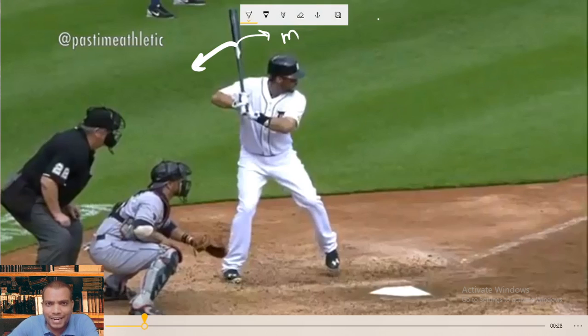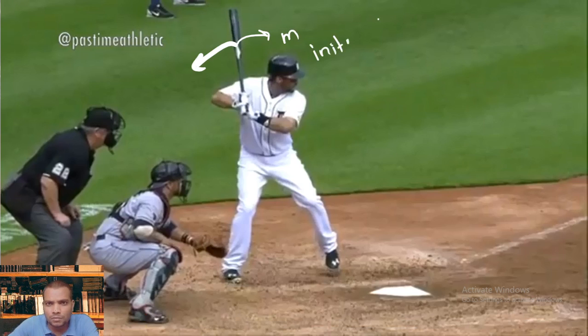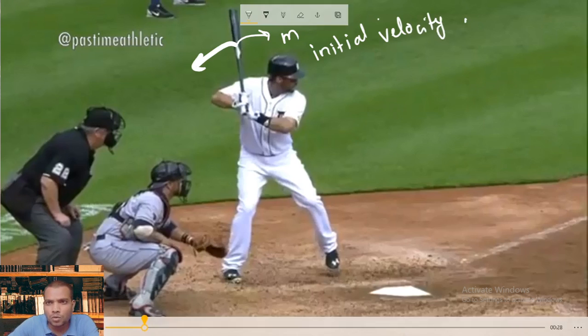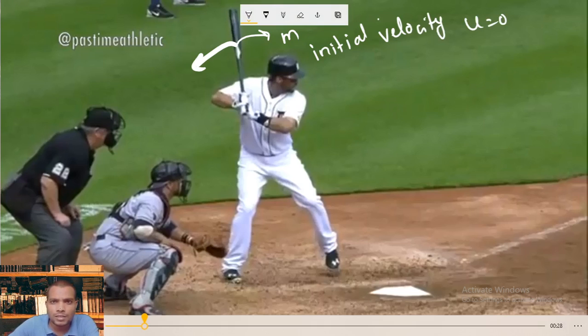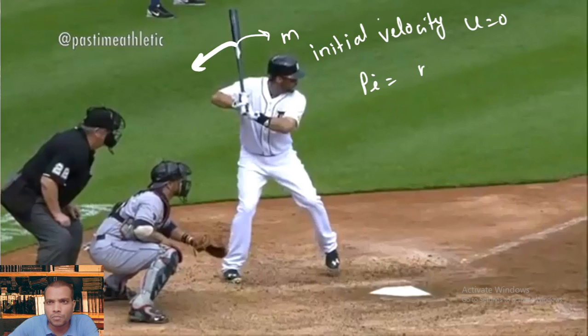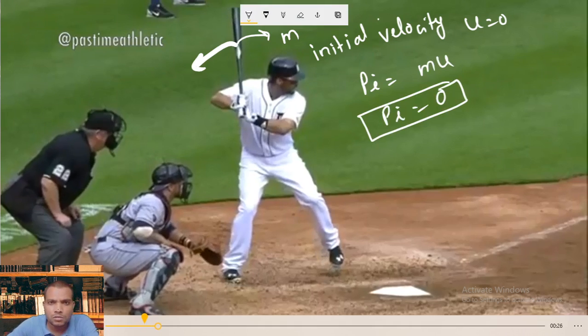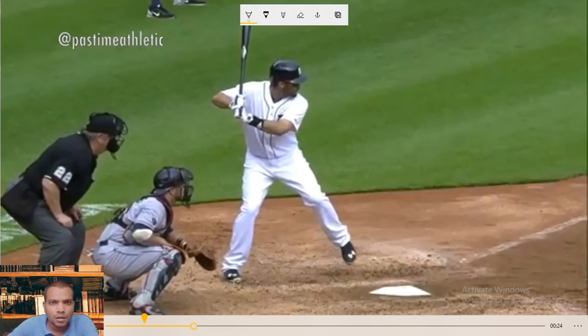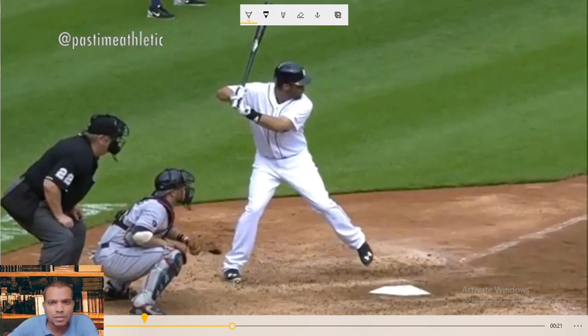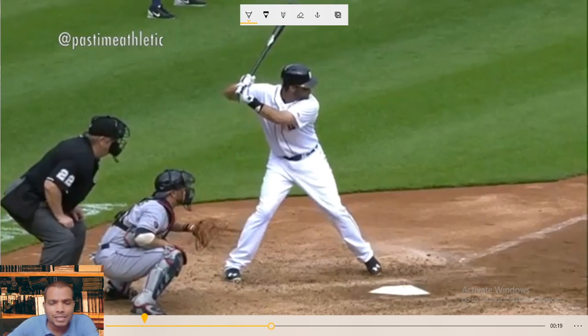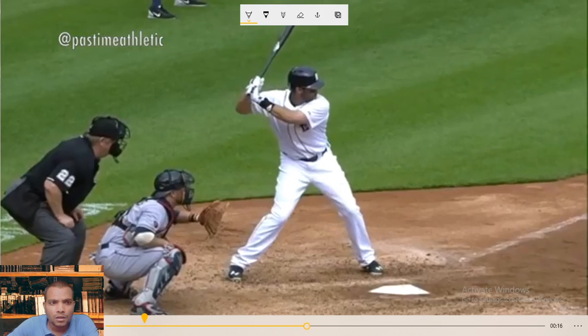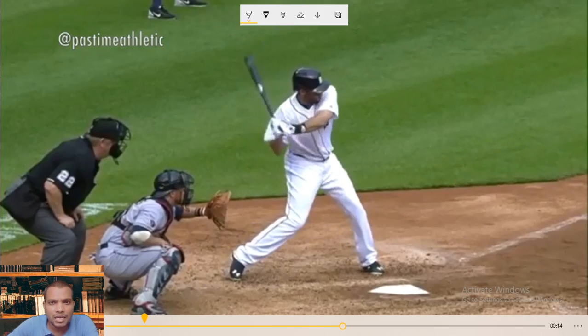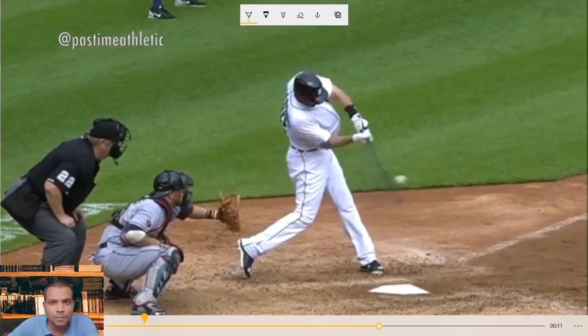And the bat is still at rest, so the initial velocity of the bat u equals 0. In this case the initial momentum, the product of mass and velocity, equals 0. The initial momentum equals 0 because till now the bat is not moving. Now the bat is slowly moving because the batsman is applying force. He is swinging the bat. Now he has applied force.